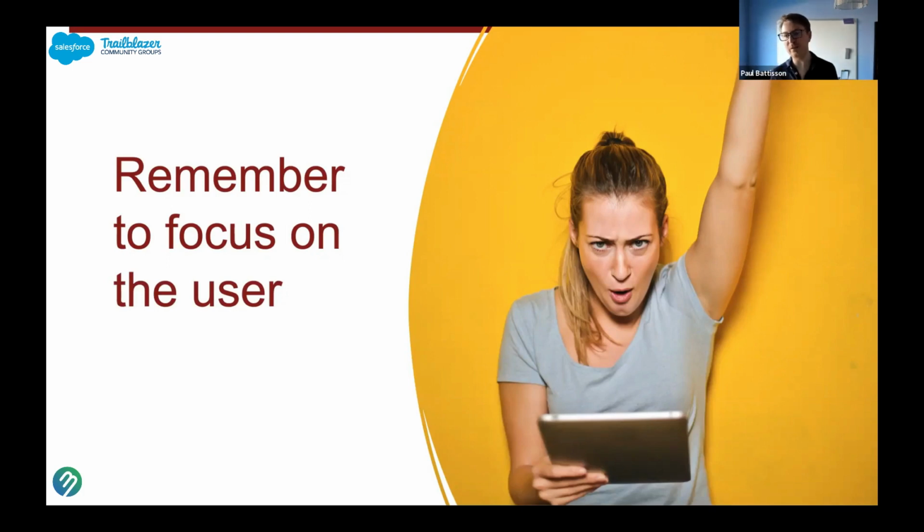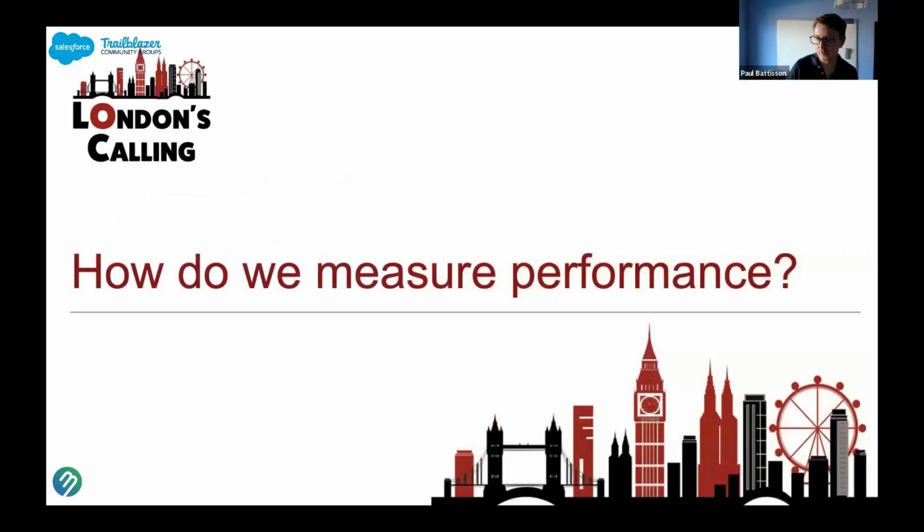Now, that user may be a system admin that is getting a set of governor limit errors, and we need to deal with that. But always focus on who your user is for this and how you're trying to fix it. So now we've understood what performance is, let's talk about measuring it.